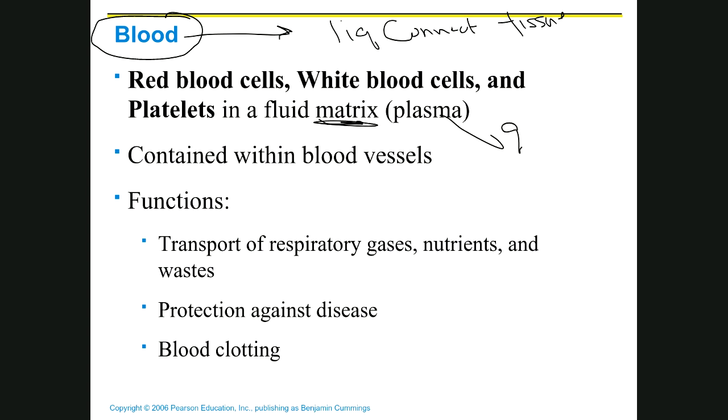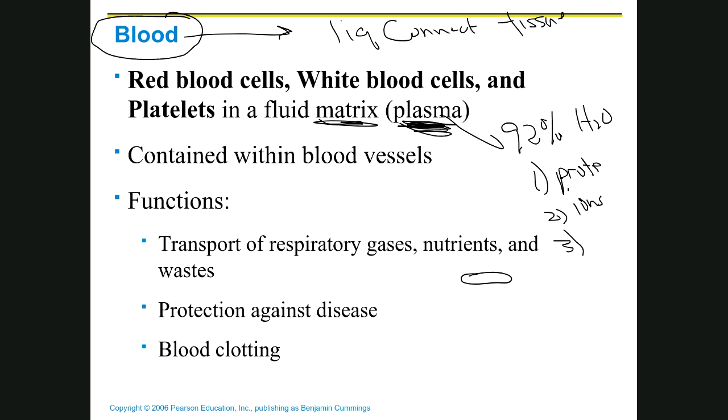It's about 92% water. Now, it's not just water. It's also got proteins in it, and salts, and all sorts of nutrients and waste products and all that kind of stuff in there too. Tons of ions. So it's not just water. It's got a lot of stuff in it. So we call it plasma. So if you centrifuge blood, it'll separate, and you can get the liquid part of blood up at the top, and that's the plasma. And then the cells, which are heavier, will wind up down at the bottom.